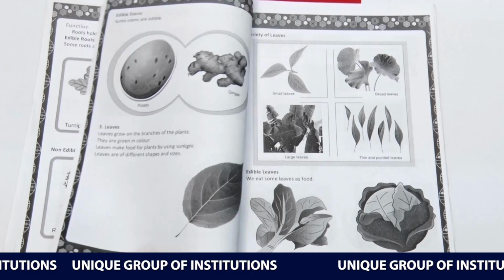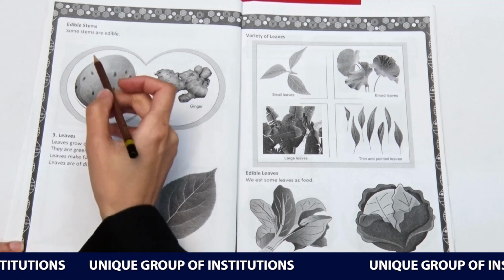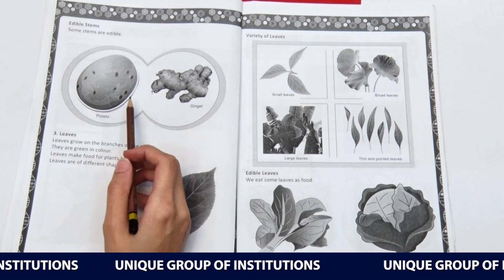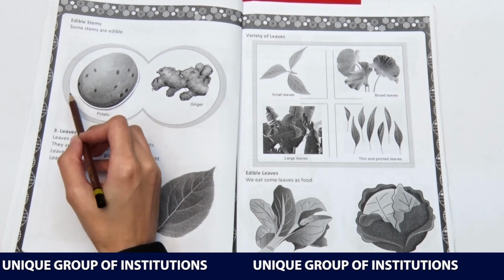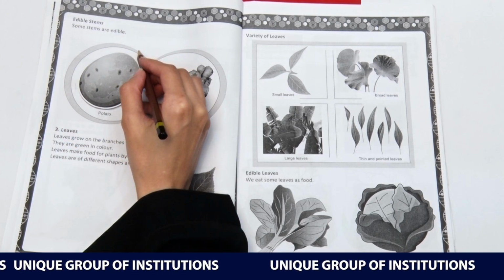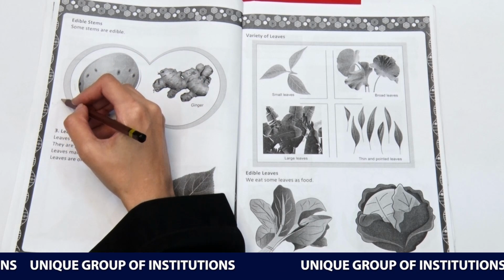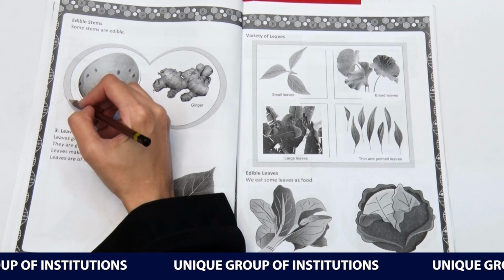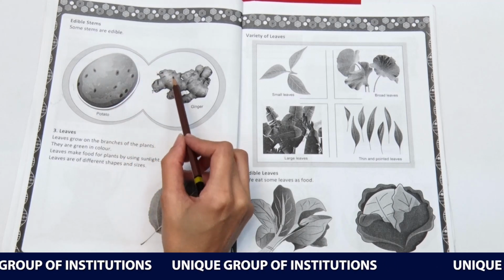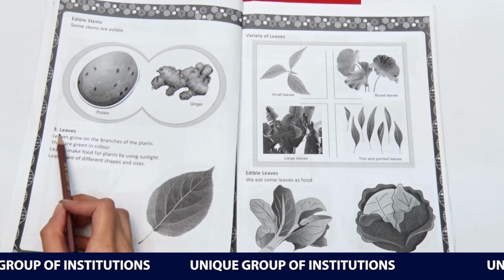Now moving on to page number 15. Here we are going to discuss the edible stems. Some stems are edible, that is potato and ginger. Here I would like to differentiate between potato and sweet potato. Potato is basically a stem that is also called the tuber part of the plant, and the sweet potato, which we call in Urdu shakarkandi, is the root. Ginger is also an edible stem that we use to cook food. Now moving on to the third one, that is leaves.